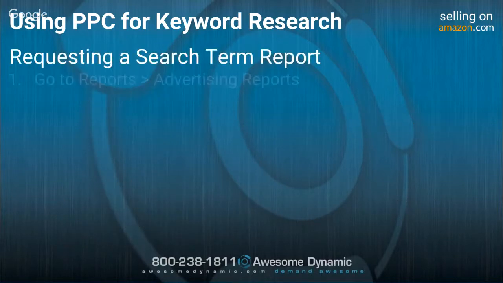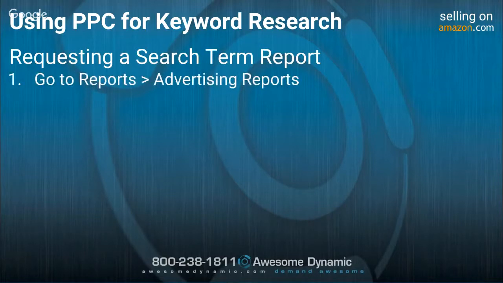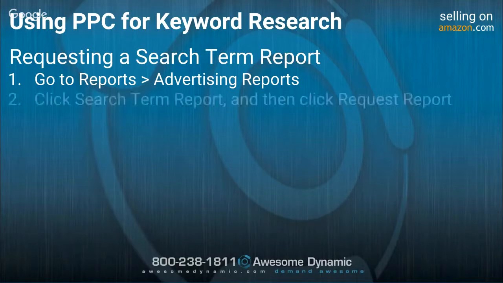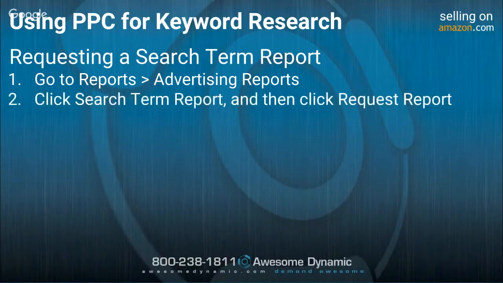All right, so how do you request a search term report? In Seller Central, you go to reports and then you click on advertising reports. Once you're there, you can click at the top. There's an option that shows search term report. Then you'll see a button that says request report.